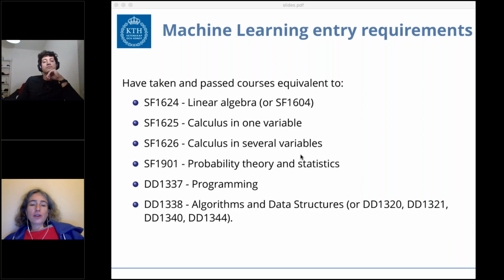Okay, the machine learning entry requirements: these requirements are specified because we feel these are the skills that will enable you to complete the program. So this is why we have them. They're not an arbitrary threshold. We think these are the skills that you need to be able to cope with the workload and the content of the program. So you need to have taken or passed courses equivalent to a course in linear algebra, calculus in one or several variables, probability theory and statistics, programming, and algorithms and data structures. So these are the skills that you need to have. You need to show you have passed courses and that you have the competences that implies.